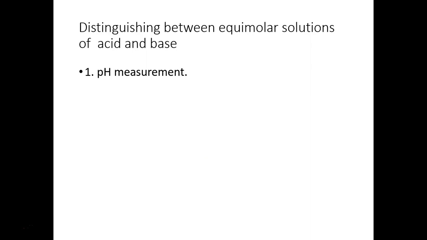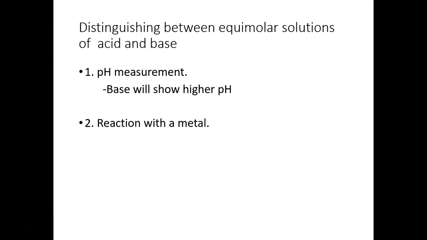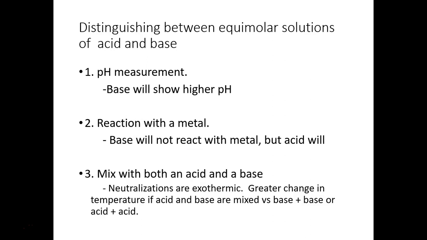You could just do a pH measurement, right? The base will obviously show a higher pH than an acid. You could also do a reaction with metal because if you recall from topic 1, bases do not react with metals and acids do, at least with some metals. Okay. Finally, you could mix both solutions with an acid and a base, right?